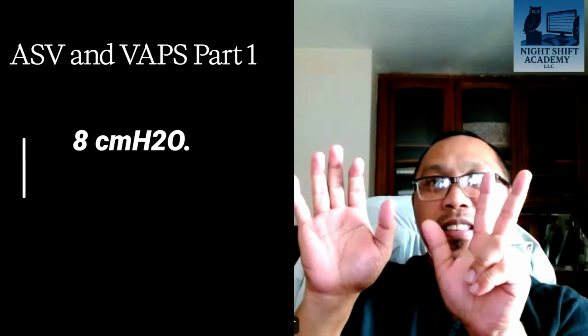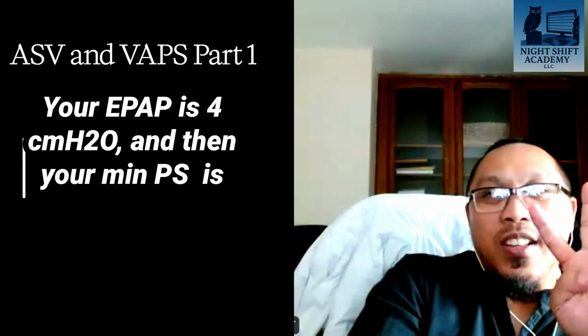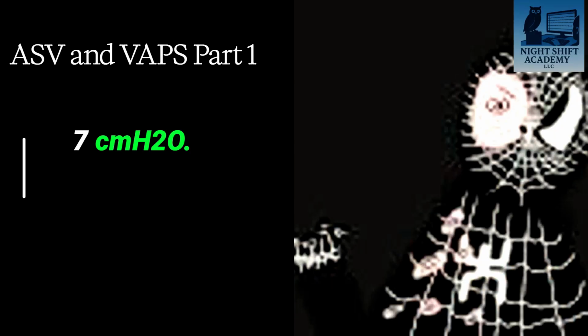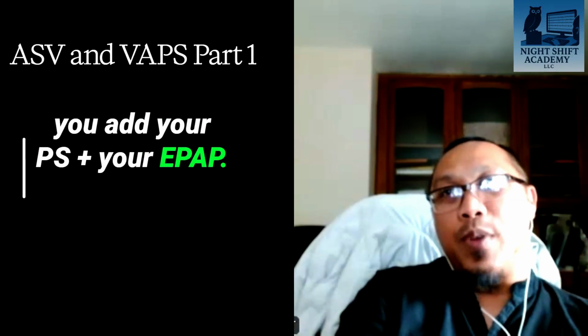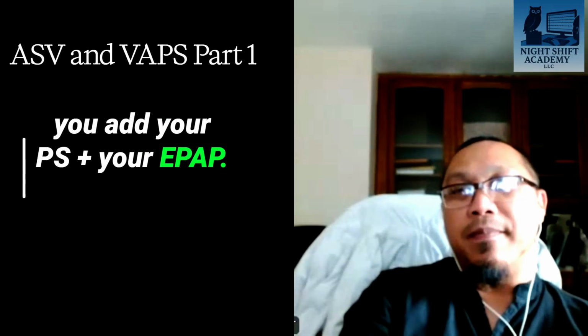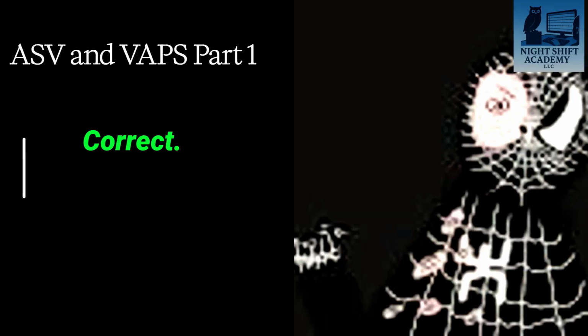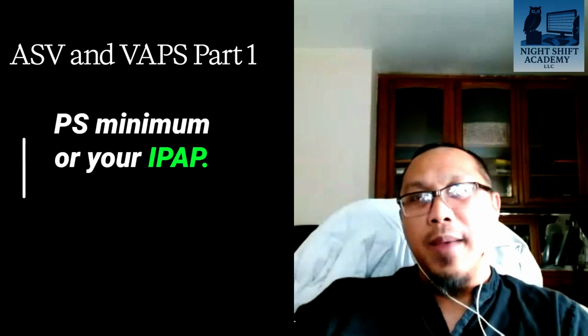8. Okay. Your EPAP is 4, and then your minimum pressure support is 3. What is your IPAP? 7. Correct? You just add that. When you add your pressure support plus your EPAP, that's your IPAP. We only increase the EPAP for obstructive sleep apnea. Against everything else, you increase your pressure support minimum, or your IPAP.